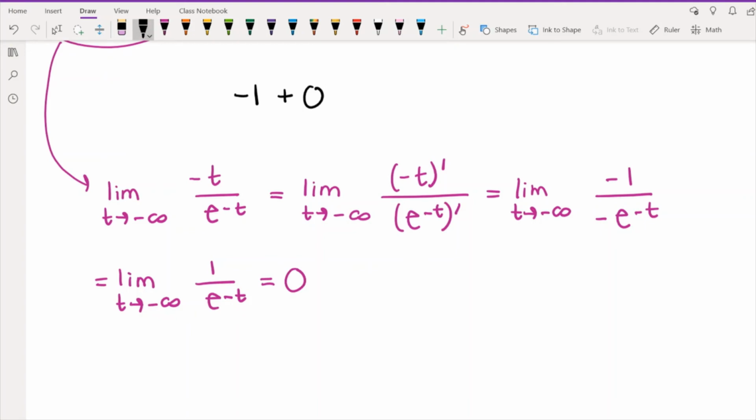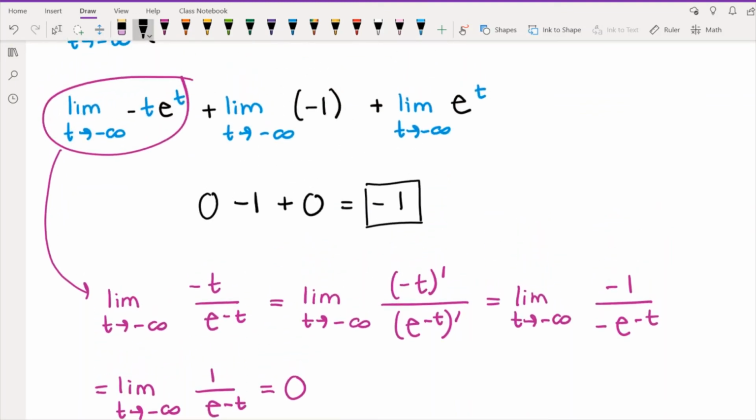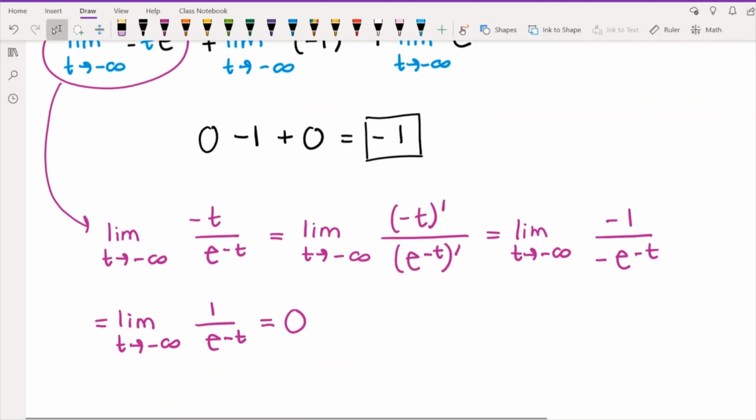And so what's our answer? Well, we now have 0 minus 1 plus 0, and altogether that gives us negative 1. Just to recap: if you have a product where one of the things you're multiplying goes to 0 and the other goes to infinity, there's always going to be a way to rewrite it as a quotient. It's either going to be 0 over 0 or infinity over infinity. And once you have it in that quotient form, then you can use L'Hopital's rule.